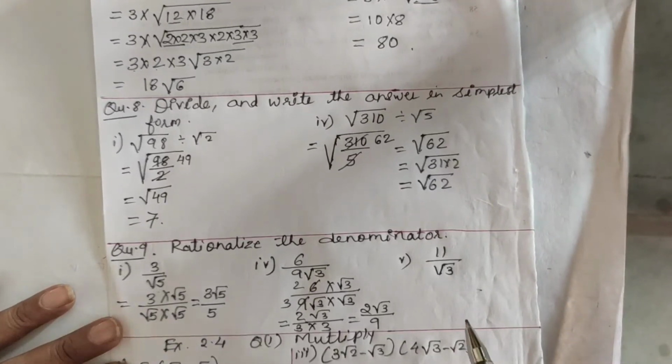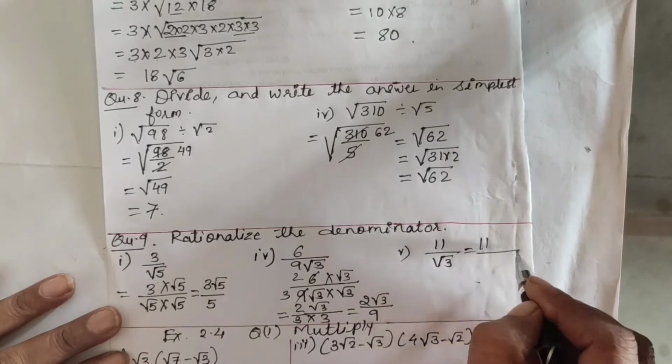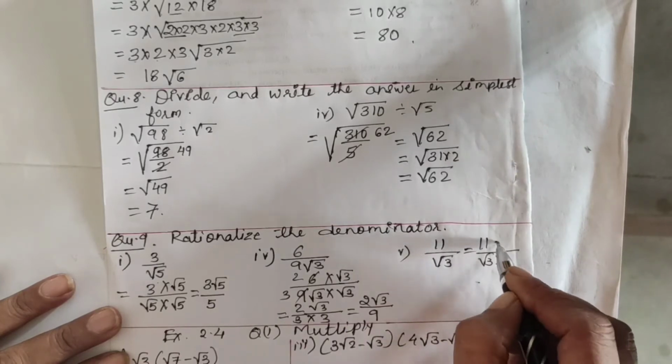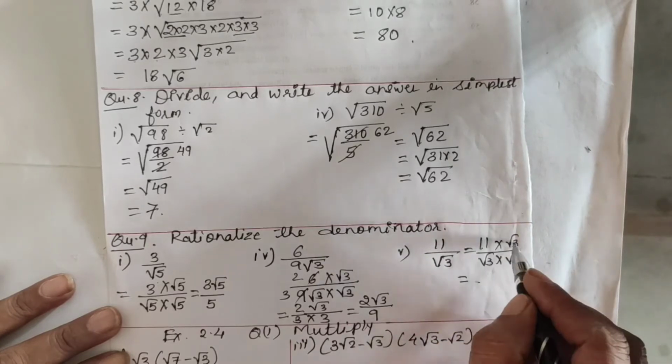Okay. Now let's see this one. 11 by root 3. Again 11 by root 3. Root 3 is irrational. So multiply numerator and denominator by this irrational number and just simplify.